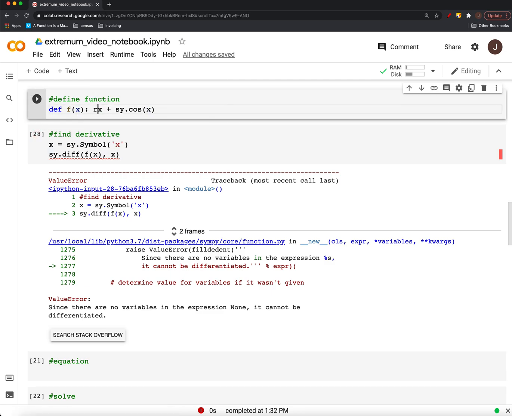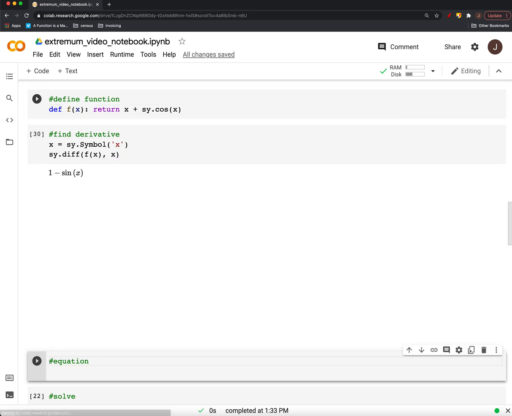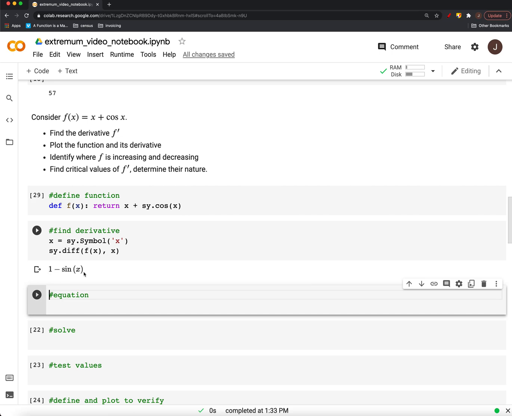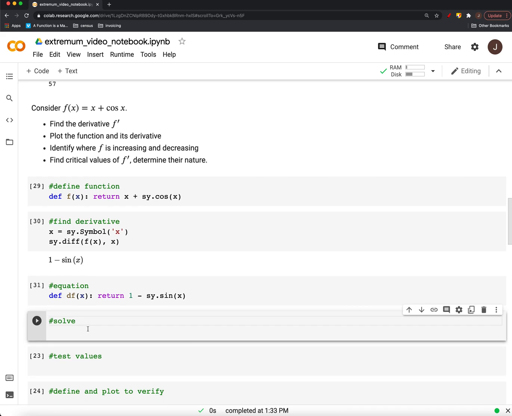Oops, forgot my return statement. Sorry about that. Okay, and sure enough, we get 1 minus the sine of x. So I'll also define a function as the derivative here. Make sure to remember my return statement, and that's going to be 1 minus the sine of x. All right, and we'll use that to determine our equation and solve it.